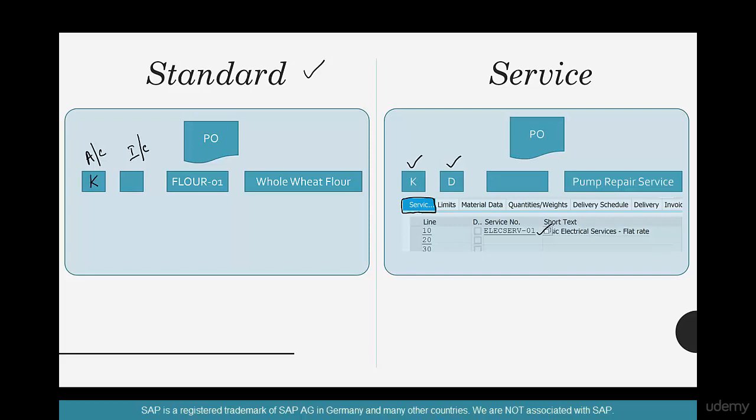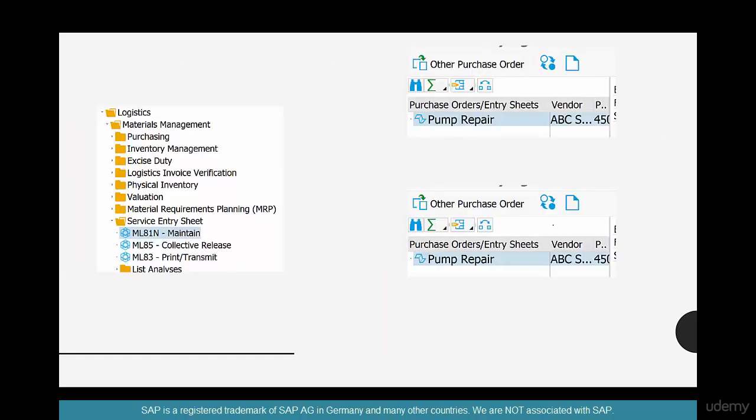If you know the services in advance, you can very well enter them here. But if you don't know, well, we're going to enter them later. Now, this is one major difference between how you create a standard material versus a service material, right? And after that, you take a copy of the PO and you go enter services.